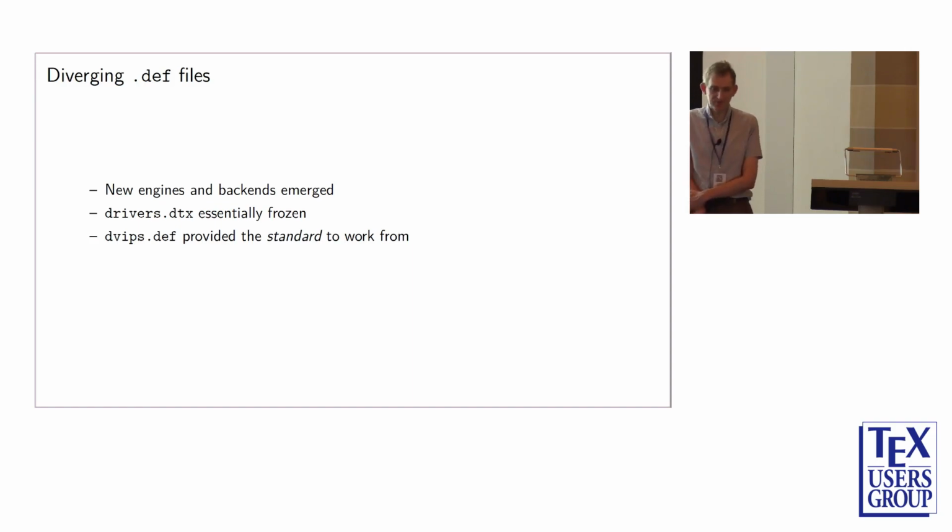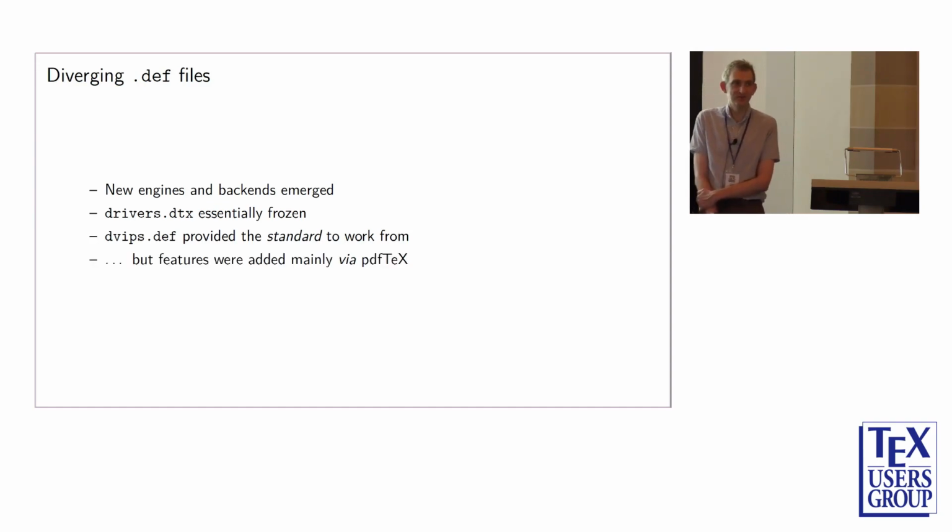People looked at dvips.def, and so it's, in many ways, the standard def file, because, as I say, that's the backend that has stayed around, and it provided a lot of useful features early on. And so people took that file and then added features to it, or edited it to bring in new backend support. And if we talk about new features, a lot of those were added as the pdfTeX engine was developed. Lots of stuff got added there.